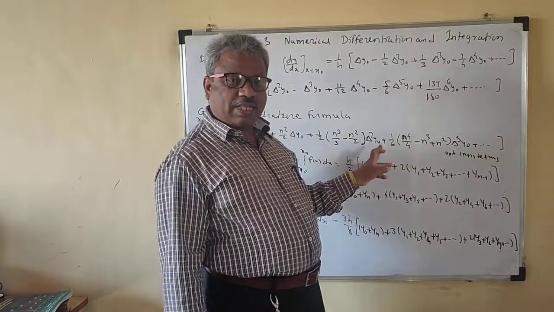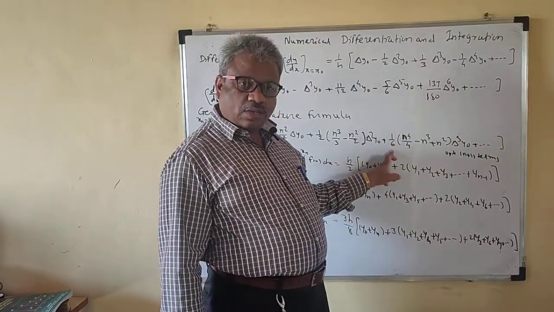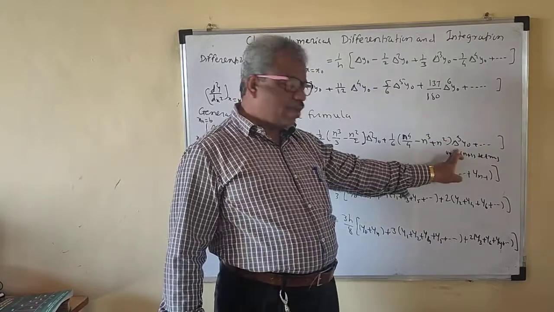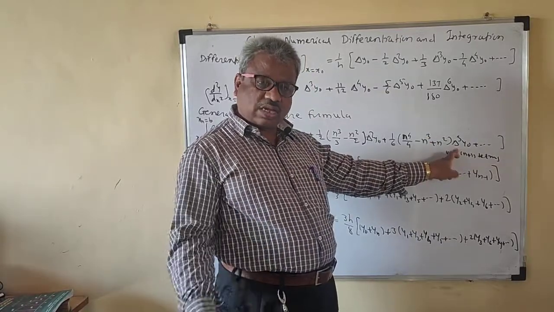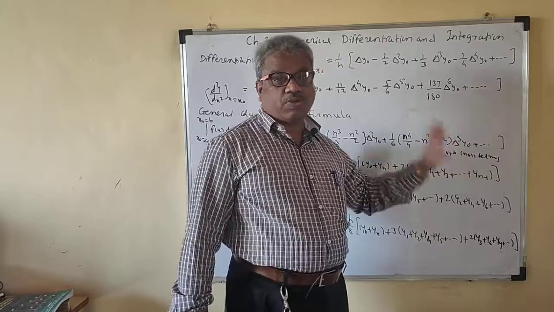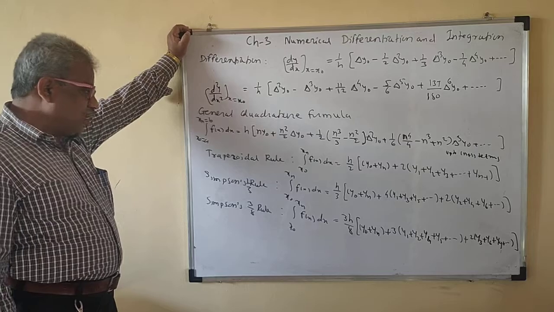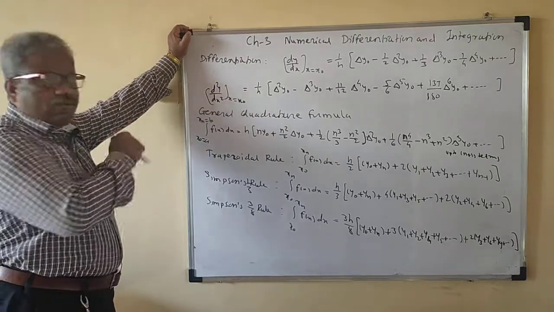This 1 upon 6 we can write as 1 upon 3 factorial. This is delta cube y naught upon 6 or 3 factorial, and so on. This is up to n plus 1 terms. So how many terms are there? N plus 1 terms are there. So now this is the general quadrature formula.